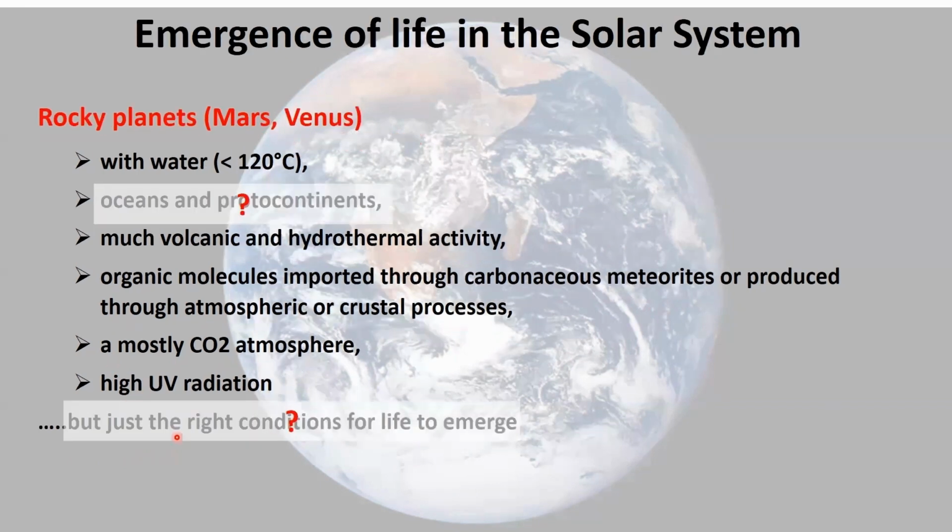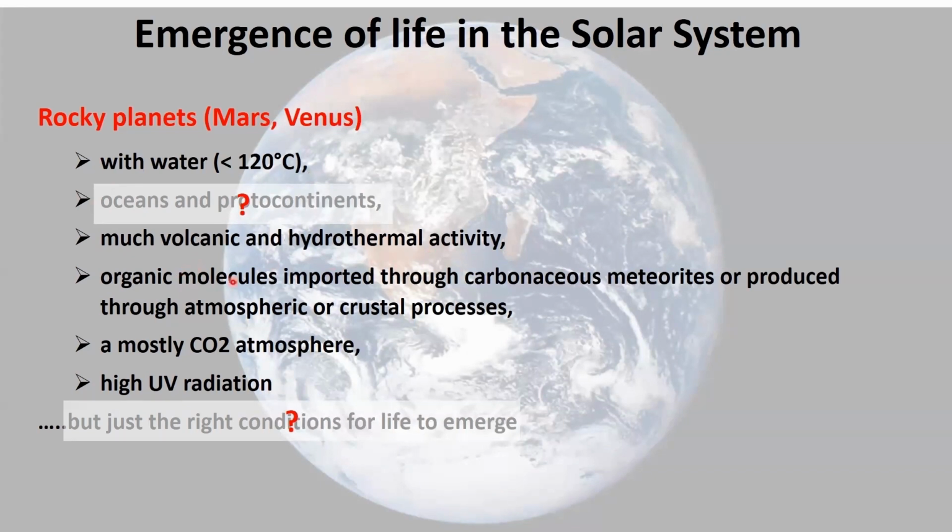Now let's have a look at other rocky planets in the solar system, Mars and Venus, for instance. We know there was water on Mars. For Venus, there is so much debate as to whether it started off wet or dry, whether it had water or never had water. We don't know yet. Anyway, Mars didn't have oceans and protocontinents, but it had large areas, impact craters filled with lakes. We don't know about Venus. It had volcanic activity, hydrothermal activity, organic molecules.